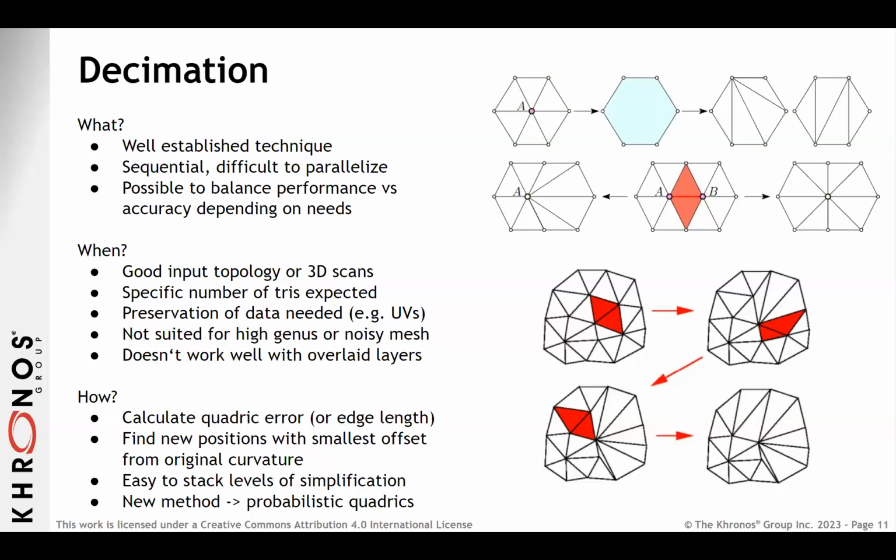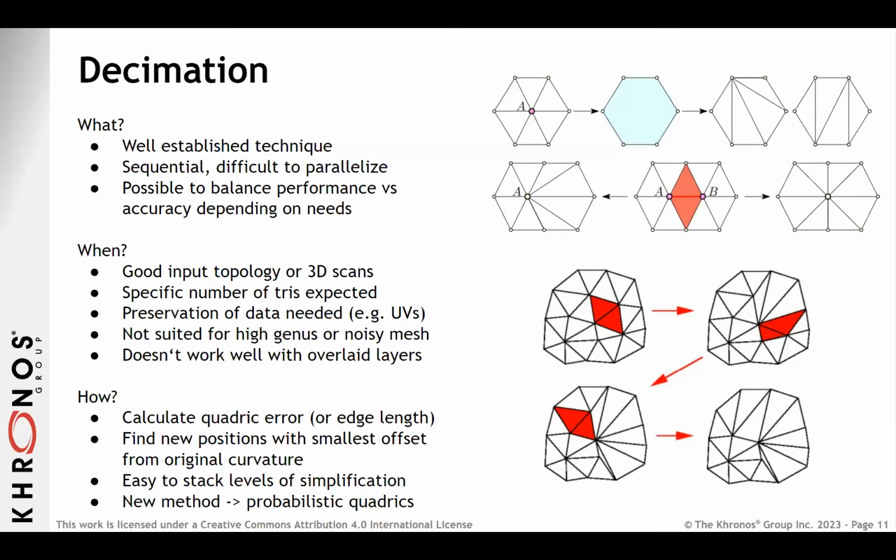Now, when would you use this technique? It's often used when you have good input topology, or you have 3D scans. Basically, you have something that's fairly nicely done up front. So it can be dense, it can be high poly, but it doesn't have many artifacts. It's very well suited when you want to have a specific number of triangles. Like I showed there, for different target platforms, you might have different triangle outputs, different polygon outputs needed.